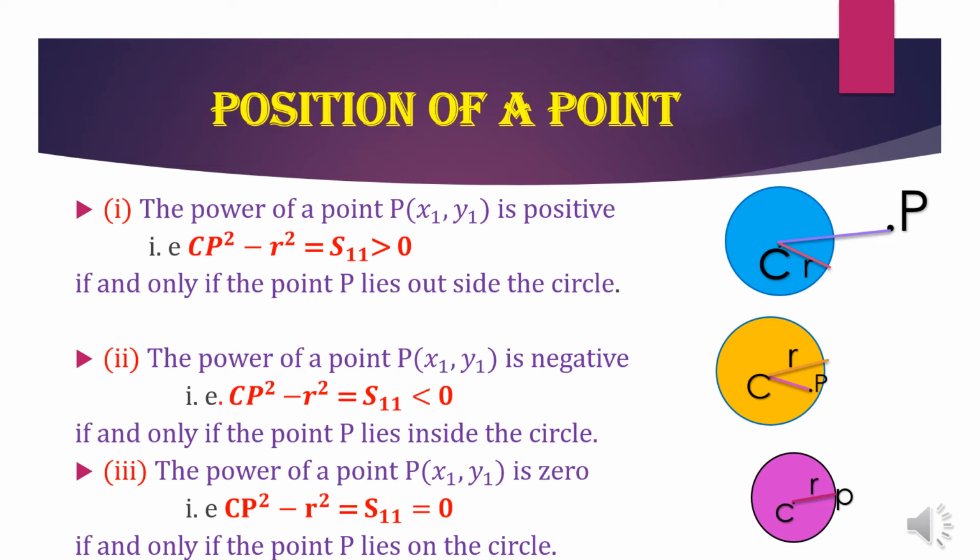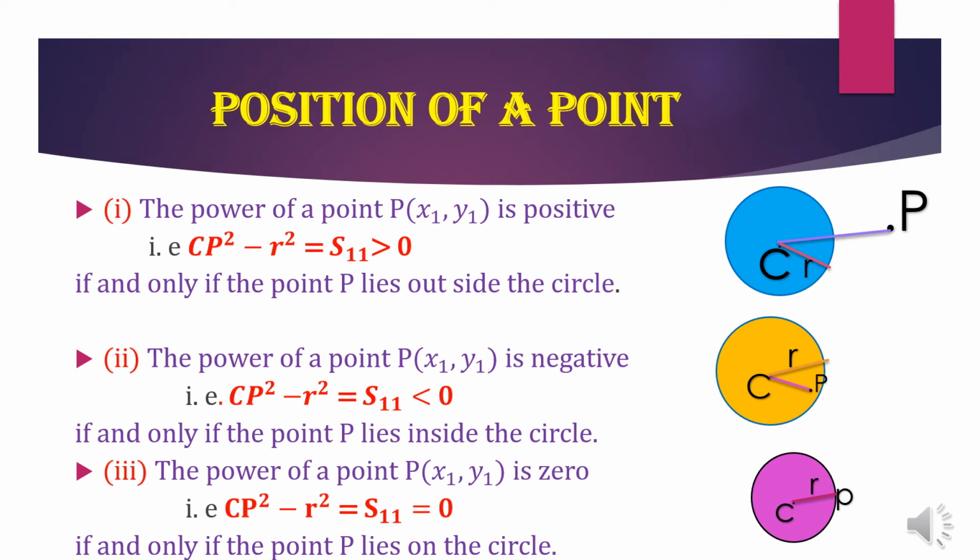Here also the power of the point is always equal to CP square minus r square. So CP square minus r square equals S11, which is positive. Then the point P lies outside the circle. Similarly, in the same manner, if the power of the point P is negative, that is CP square minus r square is less than 0, then P lies inside the circle. The position of P lies inside the circle.